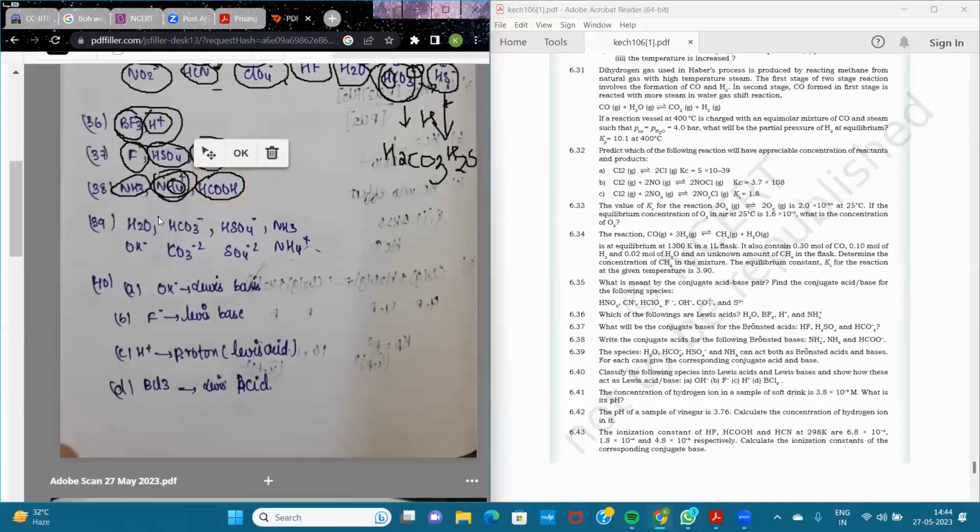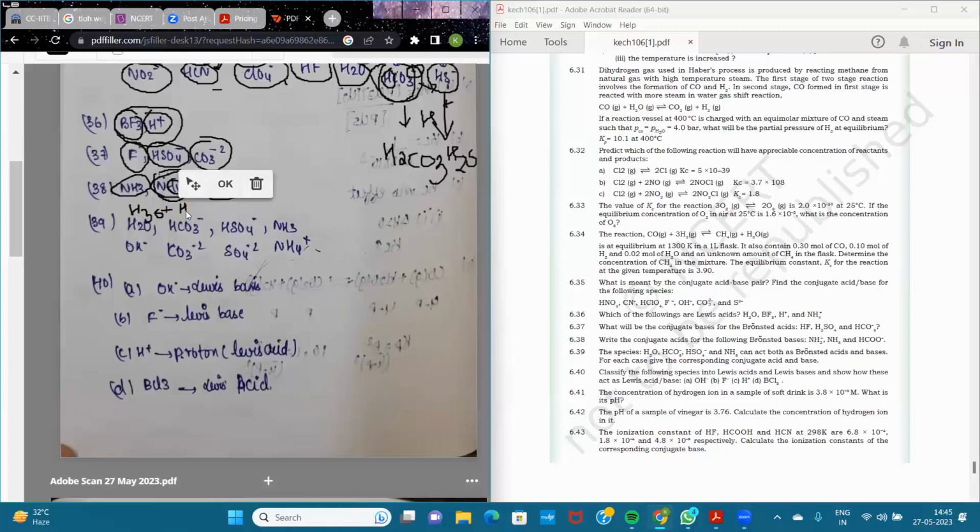We'll go with question 39. The species H2O, HCO3 minus, HSO4 minus, and NH3 can act both as Bronsted acids as well as bases. For each case, give the corresponding conjugate acid and base. Here, to obtain the conjugate acid for H2O, we need to add an H plus to the given molecule. If we add H plus, we'll get H3O plus. This is the conjugate acid.